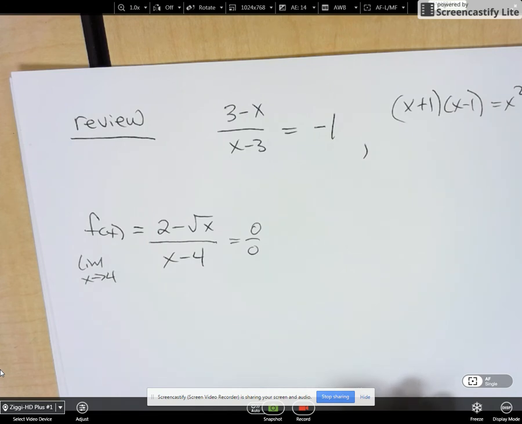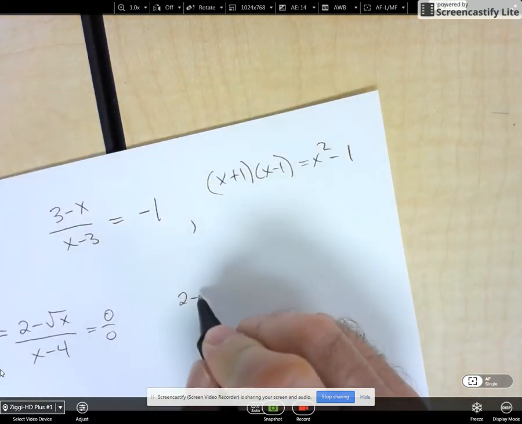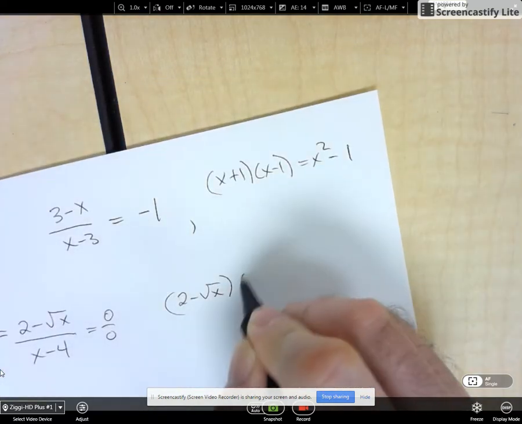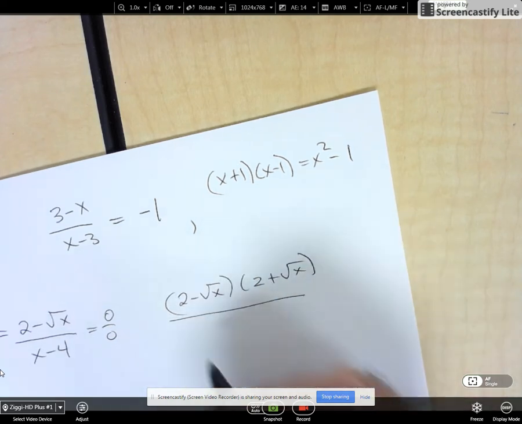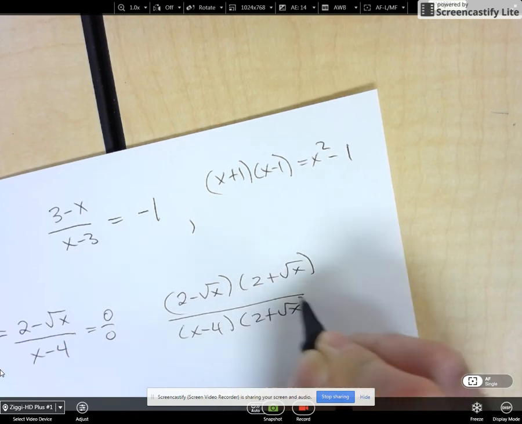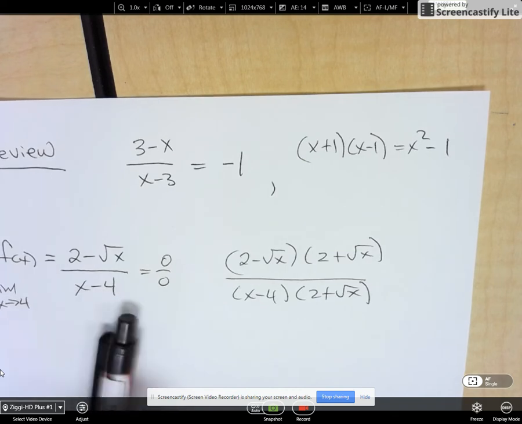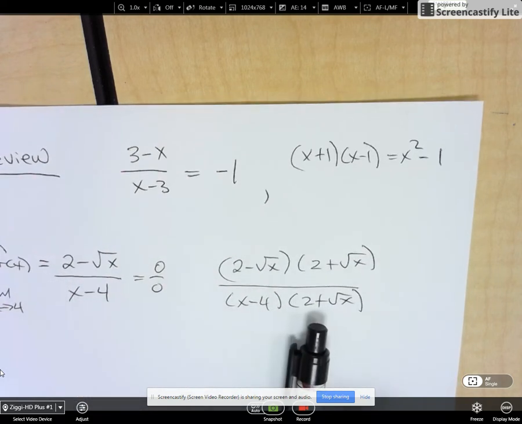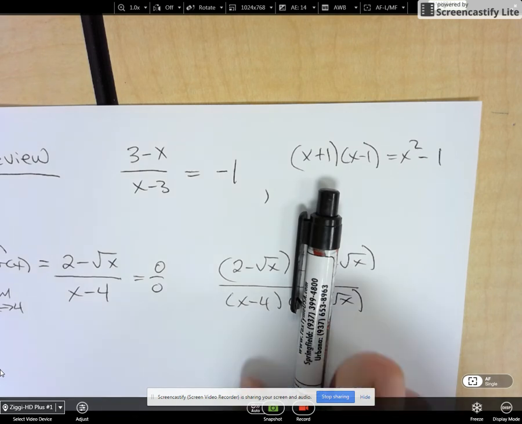In this particular case, we're going to multiply the numerator by its conjugate, it's called. So what I'm going to do is take 2 minus rad x in the numerator and multiply it by 2 plus rad x. Anything I do to the numerator, I have to do to the denominator, x minus 4 times 2 plus rad x. So in general, I've just taken my original function here, and I've multiplied it by 1. Obviously, anything under my pen here just equals 1. It's the same number over itself. Big mathematician trick, multiply things by 1.